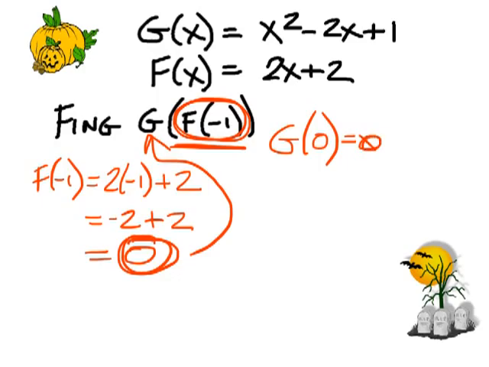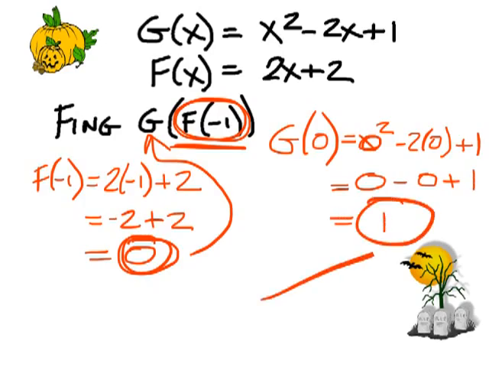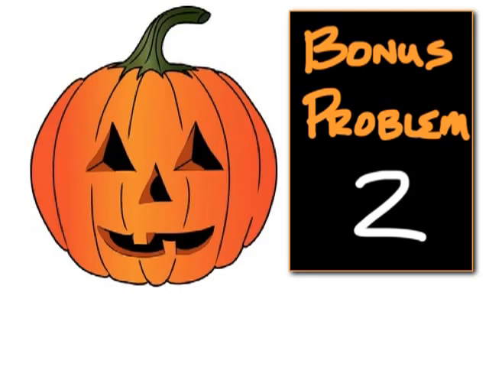So now it's going to be 0 squared minus 2 times 0 plus 1. That's 0 minus 0 plus 1, which is simply 1. 1 is the final answer. Bonus problem number 2.